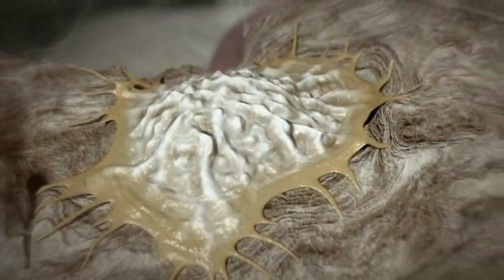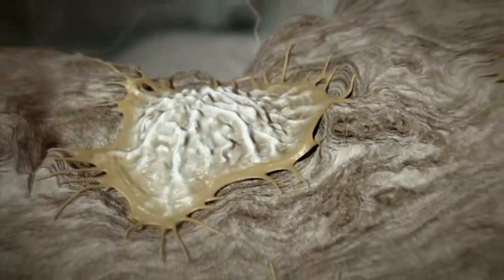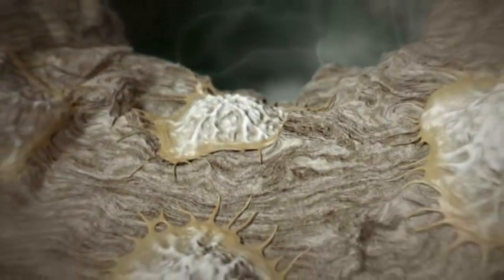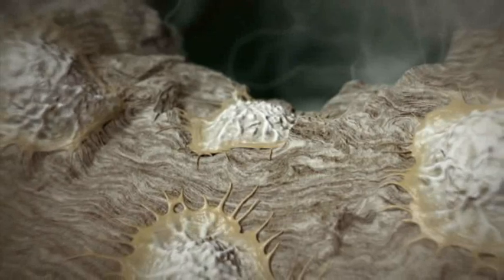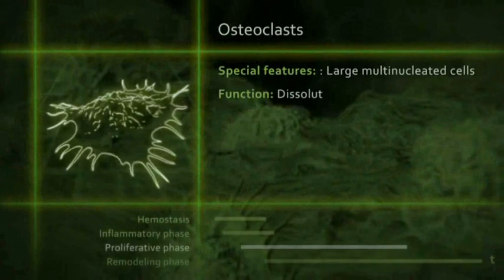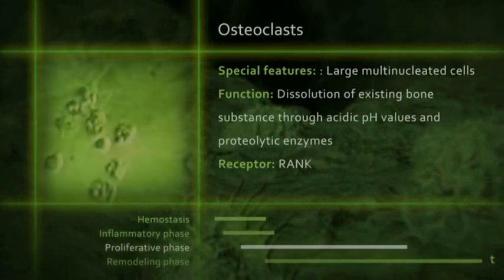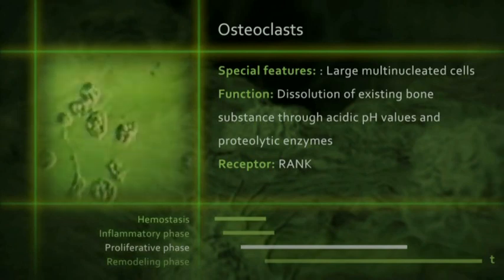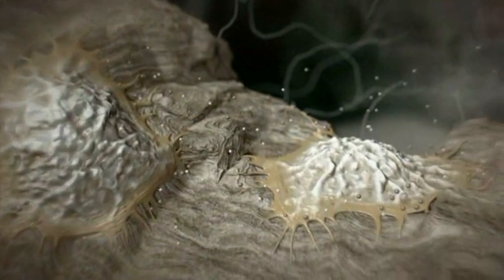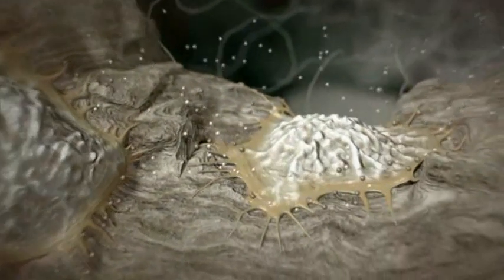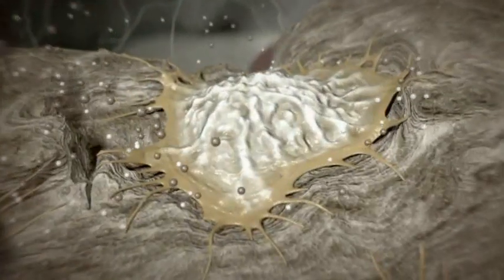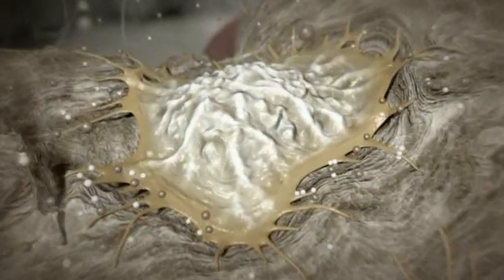Starting around day 7, activated osteoclasts attach themselves to the fracture edges of the residual bone, resorbing it and creating space for bone healing. However, this will initially reduce the primary stability of the implant. Here, the osteoclasts dissolve the bone using hydrochloric acid and proteases, releasing BMP, TGF-beta, and PDGF from the bone matrix, which in turn initiate the formation of new bone.